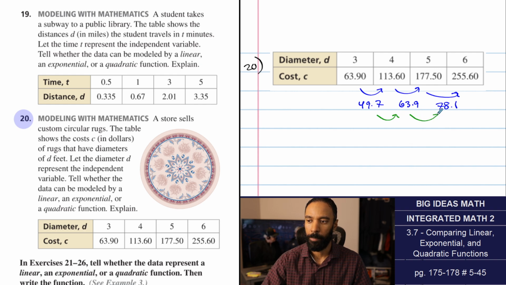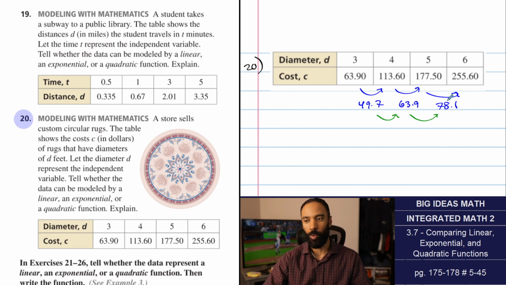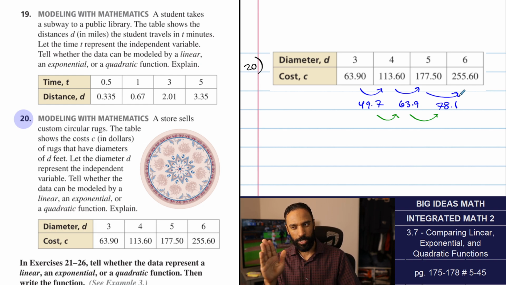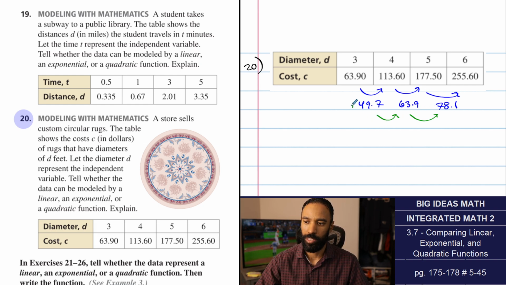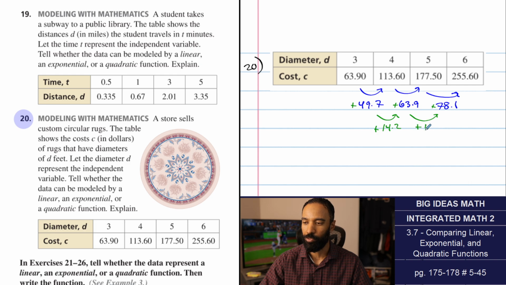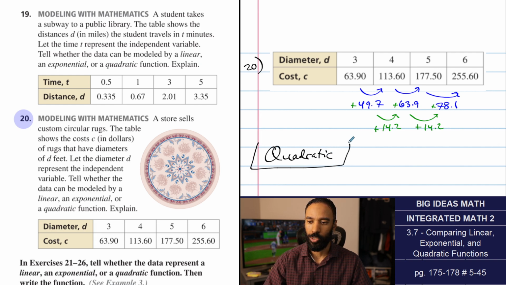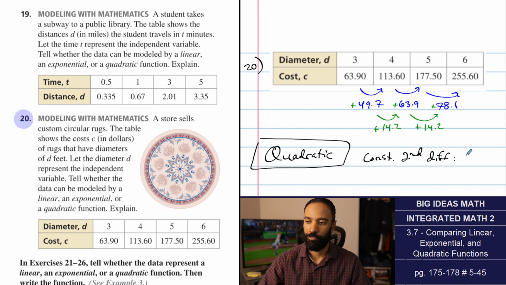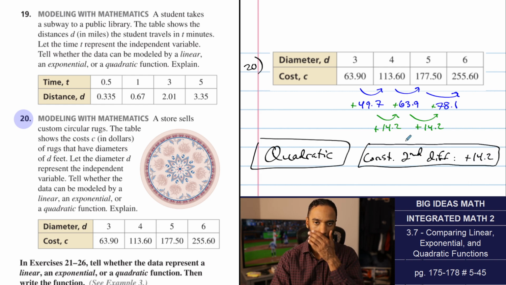The whole thing here. So 49.7 plus what is 63.9? I think that's 14.2. So plus 14.2 here. Is this plus 14.2? Yeah, plus 14.2. That makes this a quadratic model, because you have a constant second difference of 14.2. And that's kind of the reason behind that.